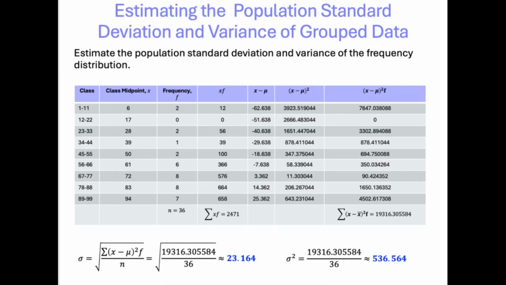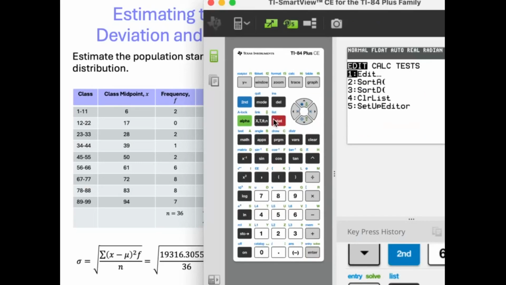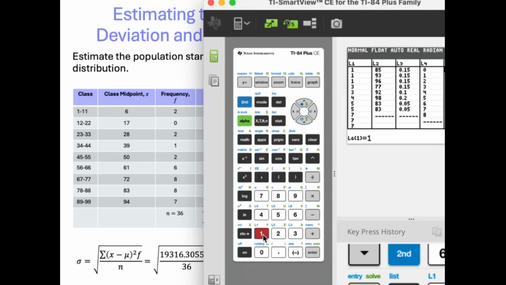Now let's look at the calculator to see how we can more quickly do this instead of having to do all this by hand. So we're going to go to Stat, and we're going to go to Edit, and let's see, our midpoints. I don't believe I still have any of that. I'm going to go ahead and just start a new list. I'm going to clear all these out, in fact.